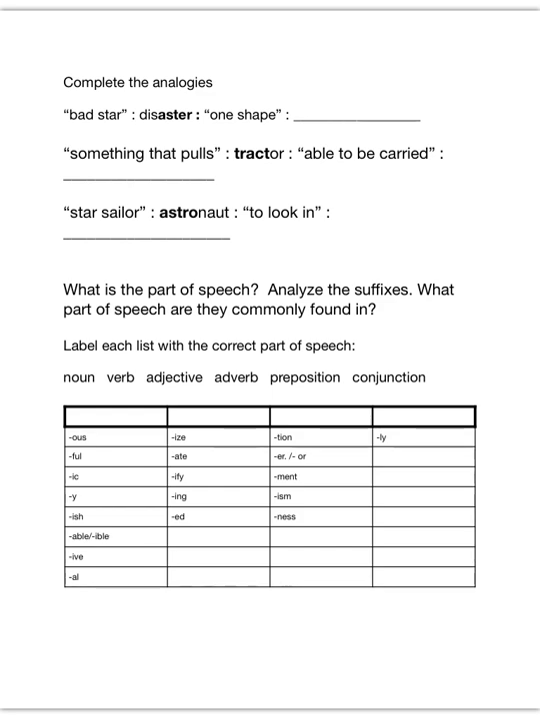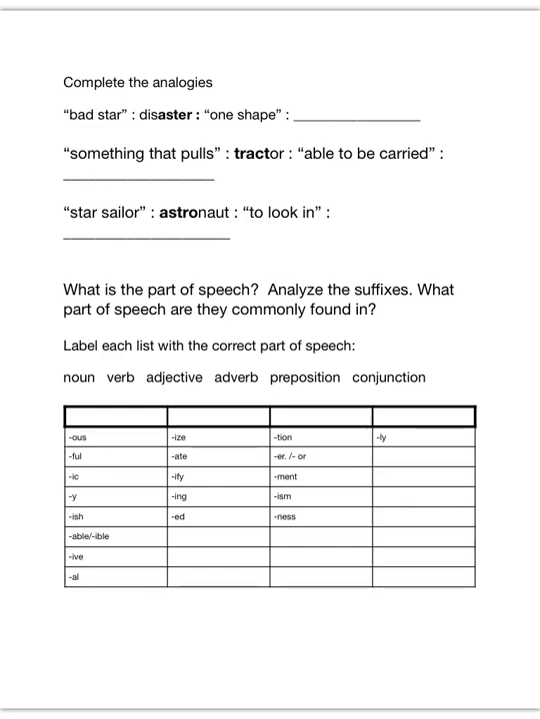So this first review activity, we have 2 different things to look at. You'll notice in the top of the page we have 3 analogies, and then at the bottom of the page we have a chart that has a group of suffixes, and what you're asked to do there is to figure out the part of speech. So let's start with the analogies, and what I'm going to do is I'm going to do the first one on this video, and then the other 2 I'd like you to do on your worksheet.